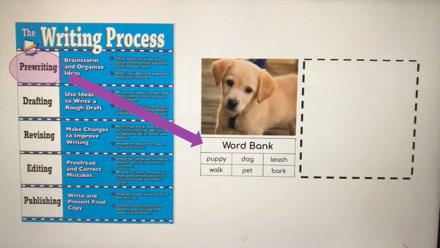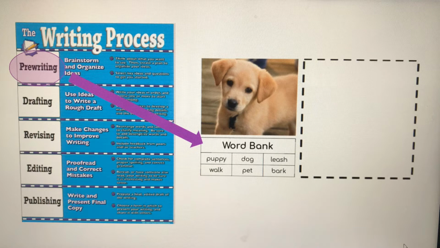So the pre-writing helps us brainstorm and organize our ideas. And one way that you can do this is by just sitting down and thinking and looking at the picture and making a word bank. Well, I already did that for you. I have puppy, dog, leash, walk, pet, and bark. But now we're going to take these words and make a circle map.